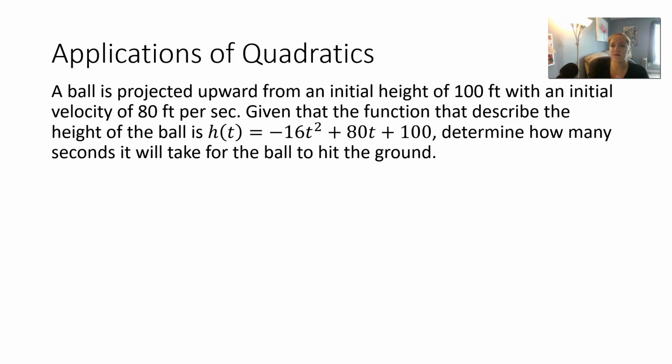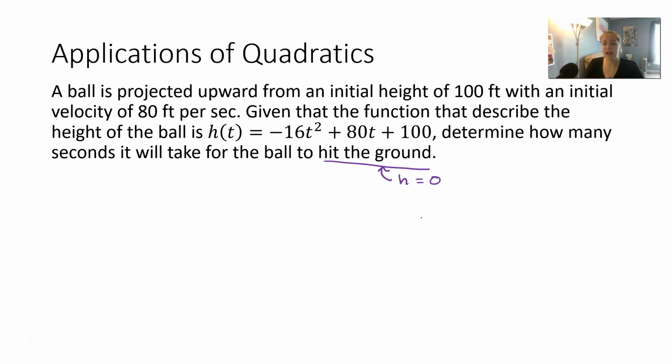So they give us that the function that describes the height of the ball is h of t equals negative 16t squared plus 80t plus 100. And they want us to determine how many seconds, so they're looking for the time, which is our t variable, it will take for the ball to hit the ground. So let's go ahead and look at it. So what does it mean to hit the ground? Hit the ground means that your height is going to be 0.